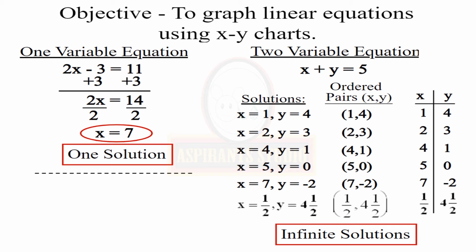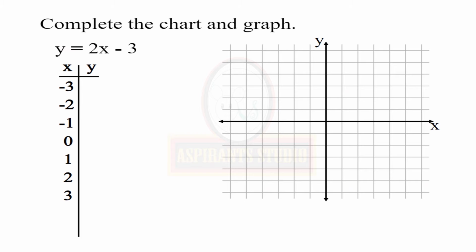Now we make a table. Put the value of x in one column or box, and put the value of y accordingly. When x is equal to 1, y is equal to 4. When x is equal to 2, y is equal to 3. When x is equal to 4, y is equal to 1. In the table you have to write below x all the x coordinates, and below y write all the y coordinates accordingly. Now complete the chart and the graph.